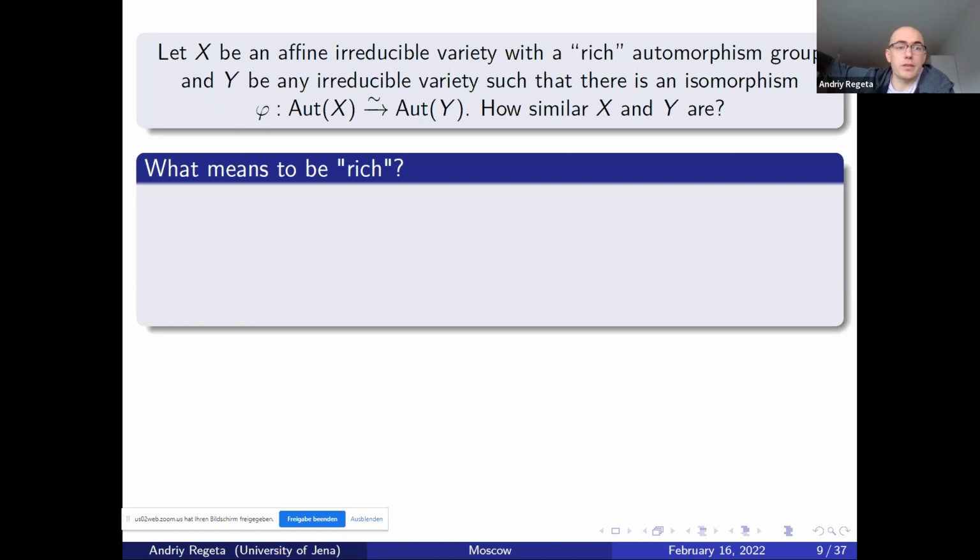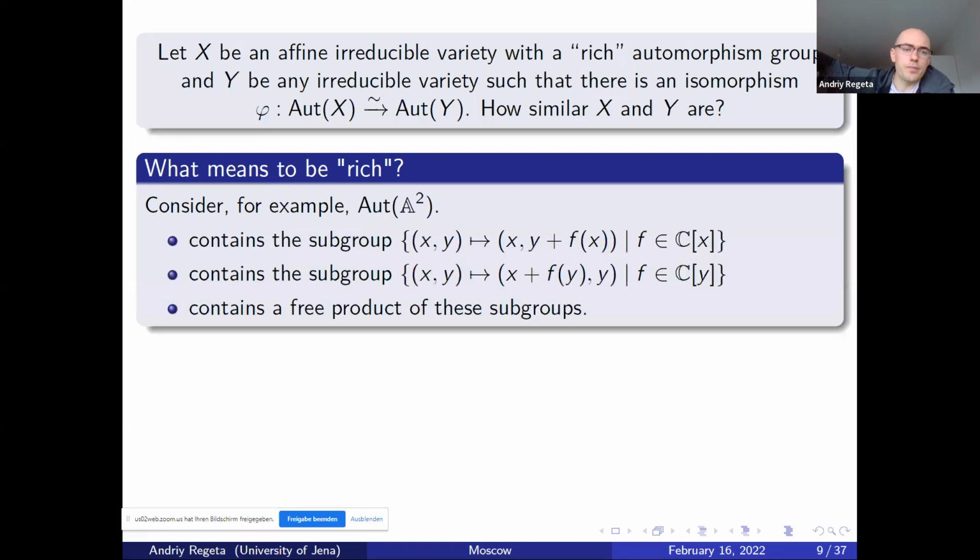First, you can ask me what it means to be rich. Let me consider probably interesting, but the most basic example. It's the example of the affine plane. So the automorphism group of A2 contains two subgroups. One is a subgroup of shears along one coordinate, and another one is a subgroup of shears along another coordinate. Both these groups are isomorphic as groups to the polynomial ring in one variable.